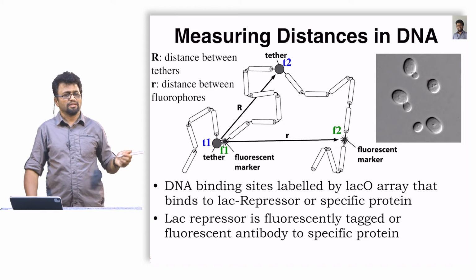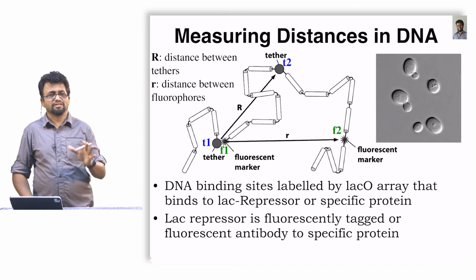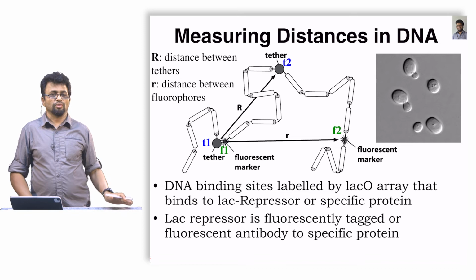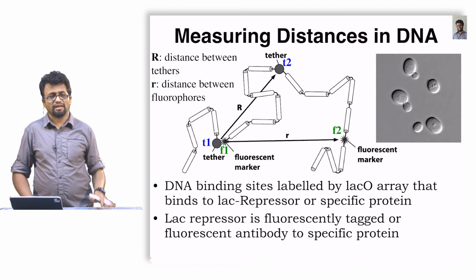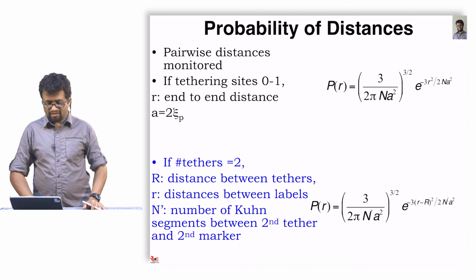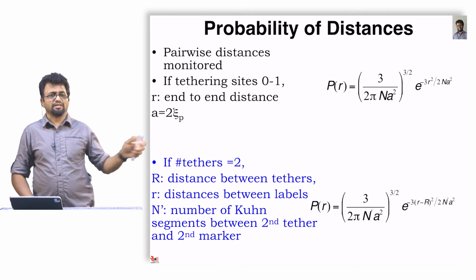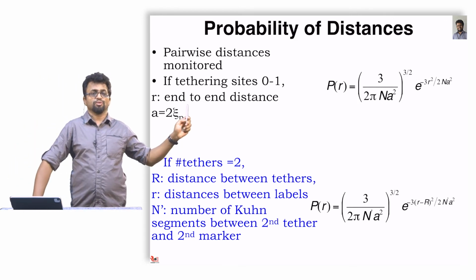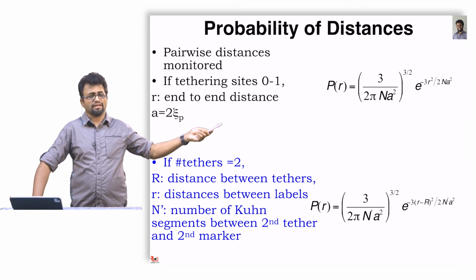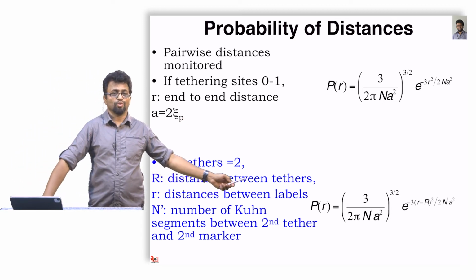This is a very common method that is used to use microscopy to get this kind of data. It is very hard to do, by the way, but it is a really powerful technique once it works. Of course, you can also use an antibody to detect the LAC repressor if you do not want to use fluorescence. So, the probability of distance for tethering sites that are between 0 and 1, that is no tethering or 1 tethering, from theory will give you a probability distribution of pairwise distance that looks sort of conventionally like our 3-dimensional Gaussian, but with 2 tether sites will be slightly modified to look like this.